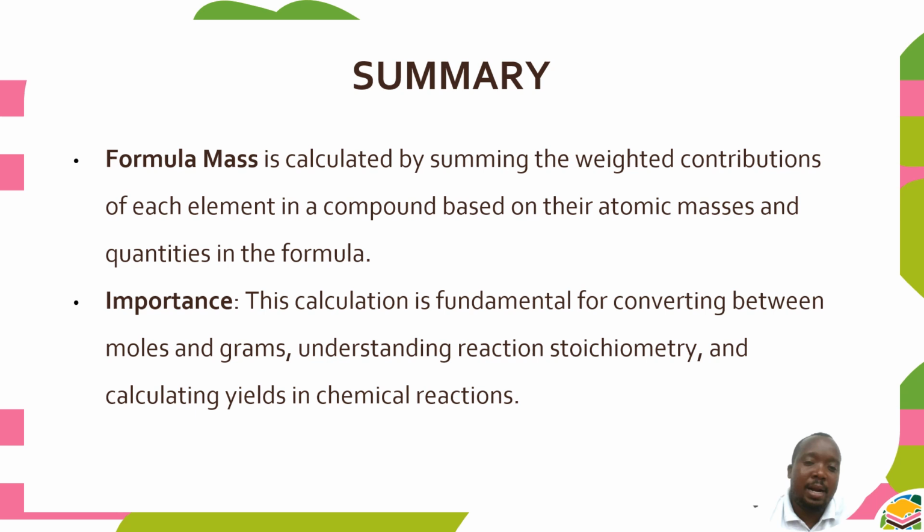Okay, now in summary, the formula mass is calculated by summing the weighted contributions of each element in a compound based on their atomic masses and quantities in the formula. This calculation is fundamental for converting between moles and grams, understanding reaction stoichiometry, and calculating yields in chemical reactions. So it is very, very important, the formula mass.